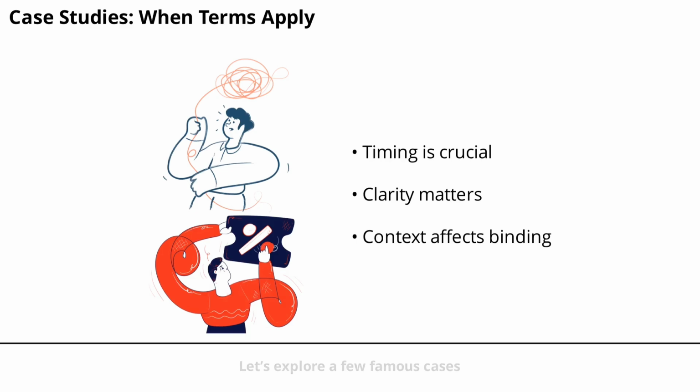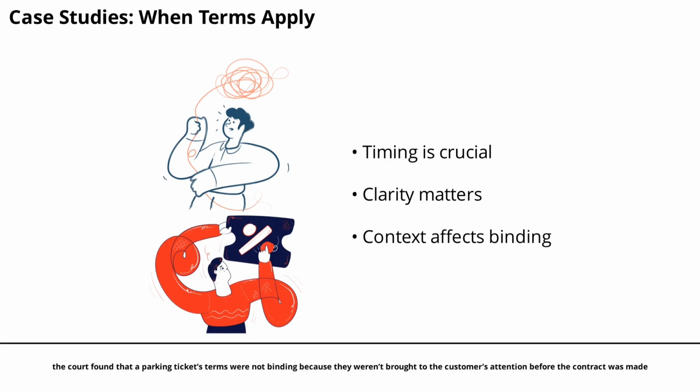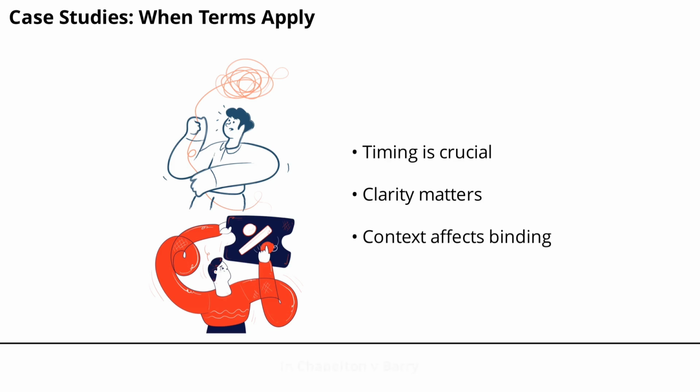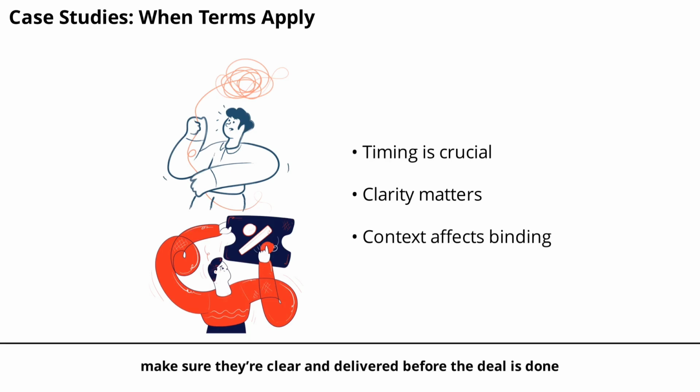Let's explore a few famous cases. In Thornton v. Shoe Lane Parking, the court found that a parking ticket's terms were not binding because they weren't brought to the customer's attention before the contract was made. In Chapelton v. Barry, a beach chair ticket was just a receipt, not a contract document, so its terms didn't apply. These cases show that timing, clarity, and context matter. If you want terms to stick, make sure they're clear and delivered before the deal is done.